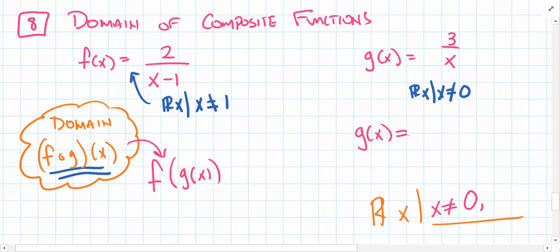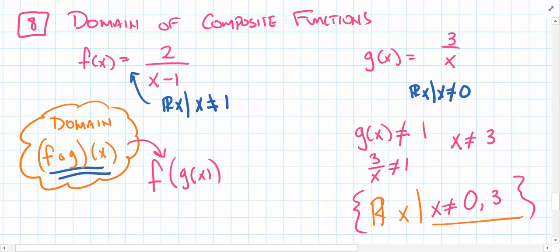So then you say, okay, well, that means that 3 over x is never allowed to be a 1. That implies that x is never allowed to be what? 3. Very good. So the composite domain is this. All real numbers such that x is not 0 or 3. The interesting thing is, what number is not part of the domain of the composite? 1. Isn't that cool? Because 1 becomes a 3 when you plug it into the g function first.